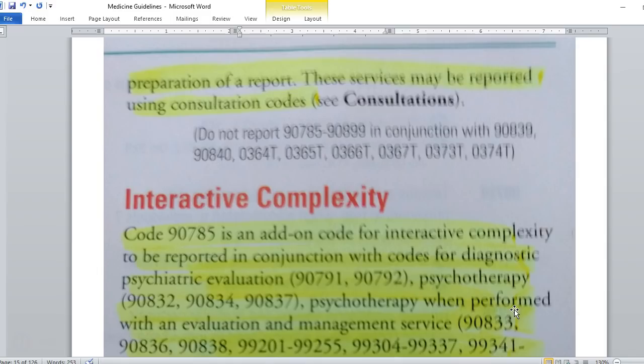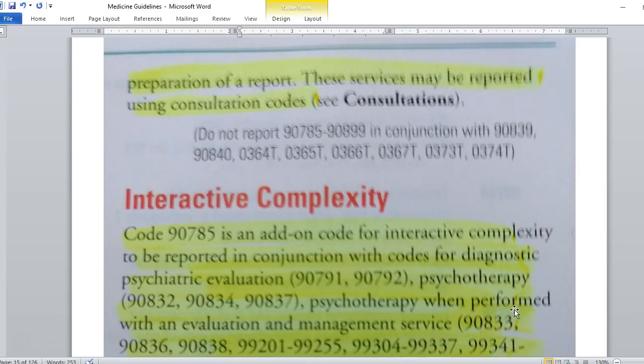So these codes are mainly going to be used by all different types of licensed counselors, psychologists, and psychiatrists. Remember, a psychiatrist is a medical doctor that has specialized in the mind, whereas a psychologist and a licensed counselor usually have a master's degree or PhD, but they are not a medical doctor. So keep that in mind. The main difference is psychiatrists can actually prescribe medication. Psychologists and counselors cannot prescribe medication.